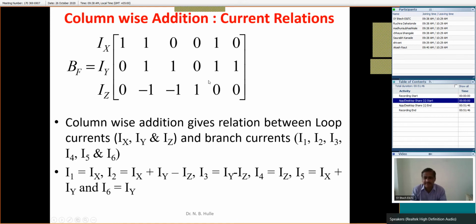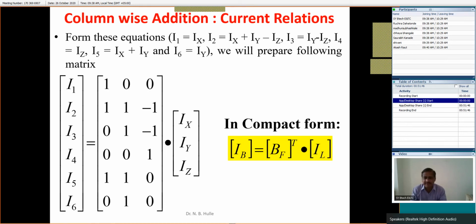Now, in this case, we have prepared these equations. That is column-wise additions, and the column-wise addition will give these equations. I will copy these equations and arrange all of them in the matrix form. Now look at. I have taken equations from the previous slide. I1 is equal to Ix, I2 is equal to Ix plus Iy minus Iz. This I3 is equal to Iy minus Iz. This I4 is equal to Iz. This I5 is equal to Ix plus Iy. And this I6 is equal to Iy.